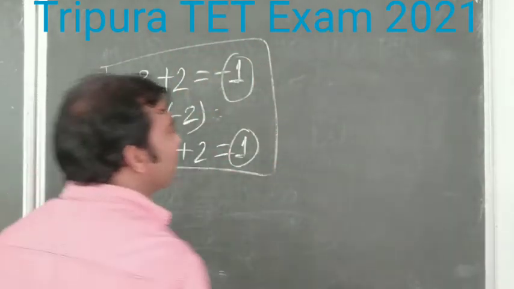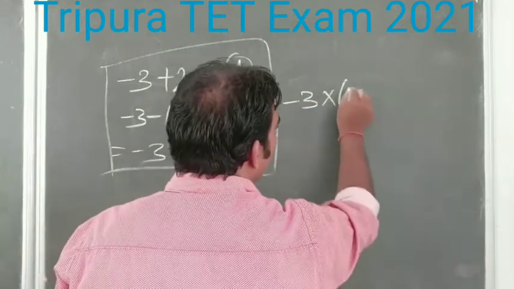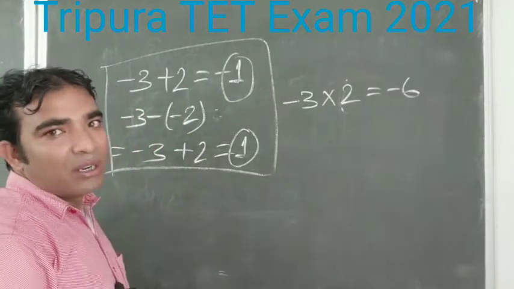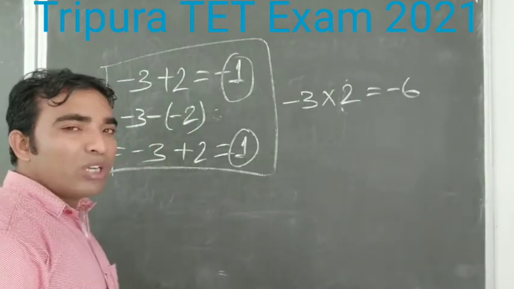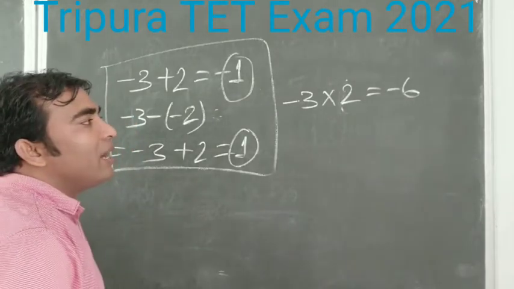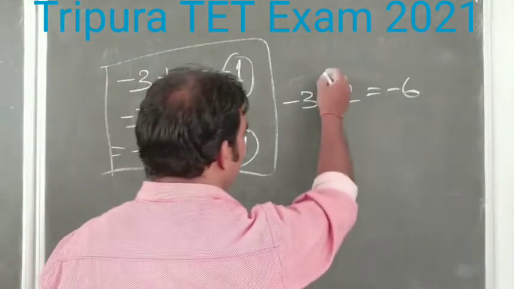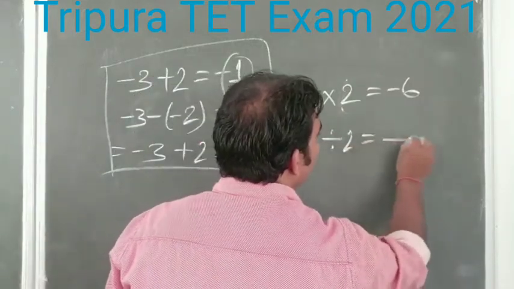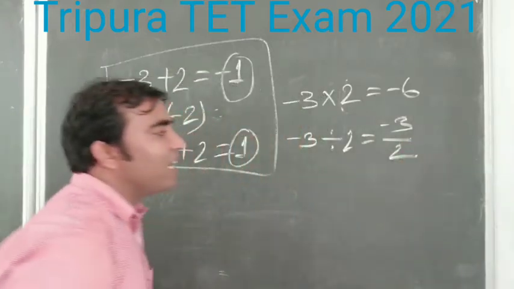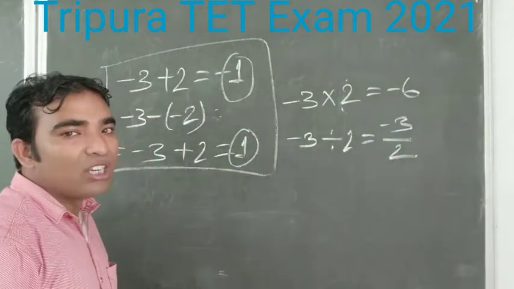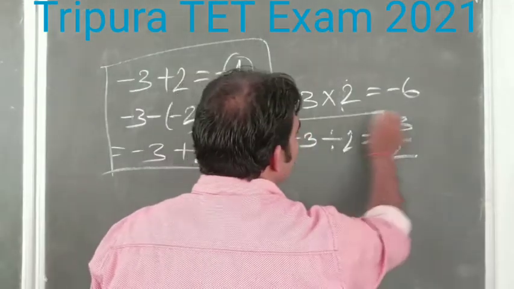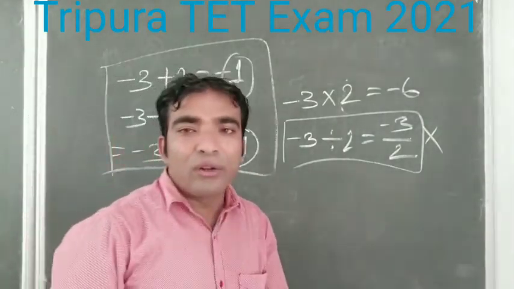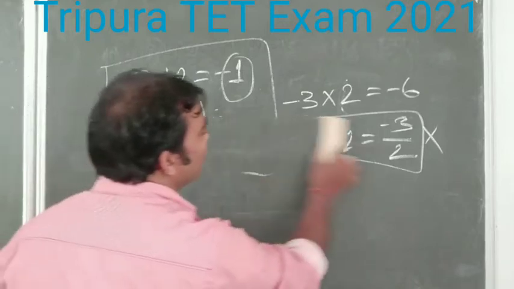Now in case of multiplication, minus 3 into 2 equals minus 6, which is an integer. Any two integers, if we multiply, we will get one more integer. So integers are closed under multiplication also. But in case of division, minus 3 divided by 2 equals minus 3 by 2, which is not an integer. It is a rational number. It is not an integer. So therefore we can say that integers are not closed under division. So this is all about the closure property for natural numbers, whole numbers and integers.